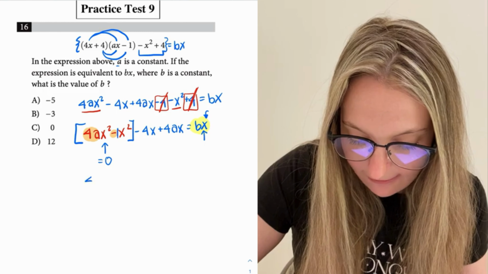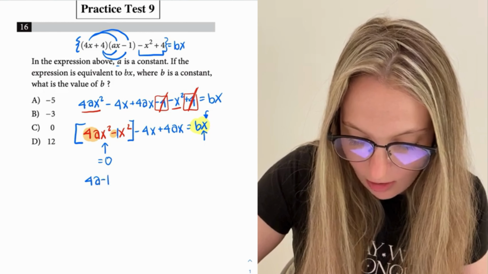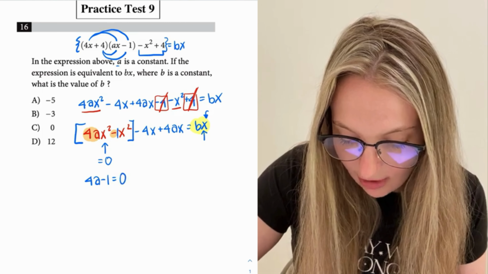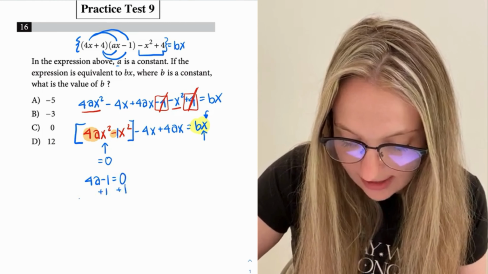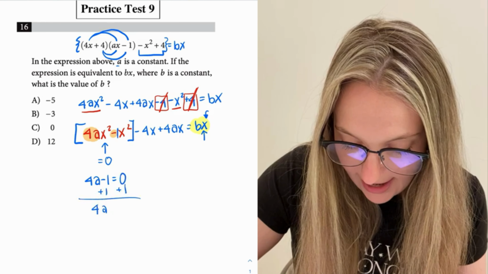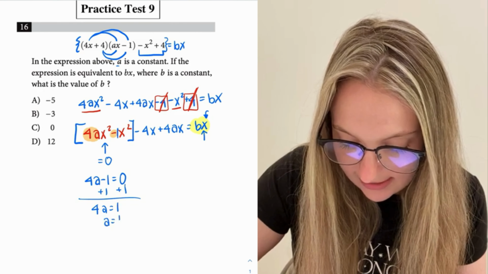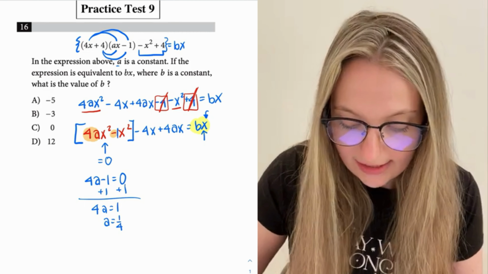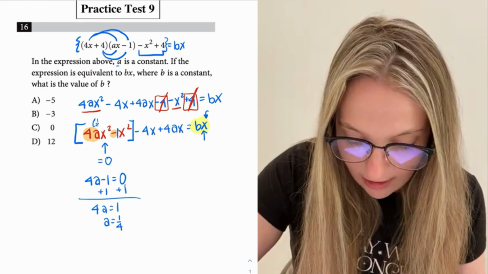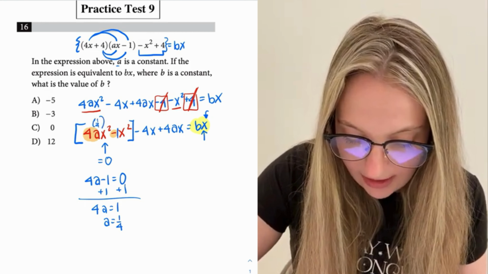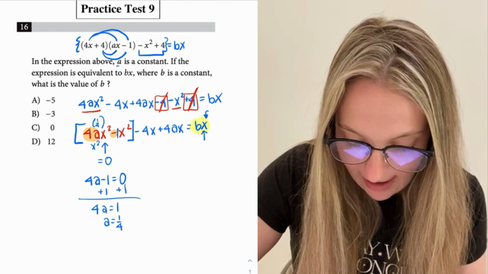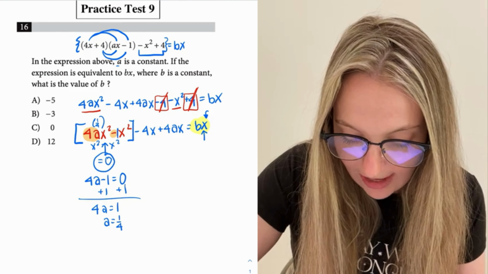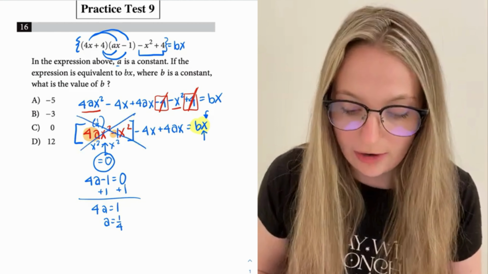So let's go ahead and set 4a minus 1, the coefficients that we have in front of the x squareds, equal to 0. We're going to add 1 to both sides, so we get then that 4a is equal to 1, or that a is equal to 1/4. Okay, so again, the reason why we did that is because when you plug in 1/4 right here, this becomes x squared, and then we have the minus x squared, so this part is equal to 0, so we don't even have to worry about the x squared anymore.